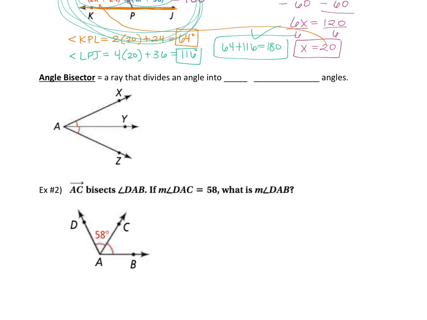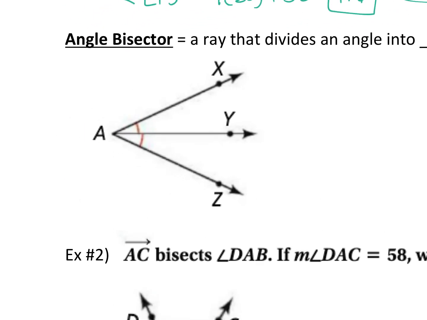An angle bisector. Does anyone know what that is? What is a bisector? If I bisect something, what am I doing, Camille? Like split it into two. What's true of those two? They're equal, okay? A bisector cuts it into two equal parts, all right? So an angle bisector takes an angle and cuts it into two congruent angles, okay?